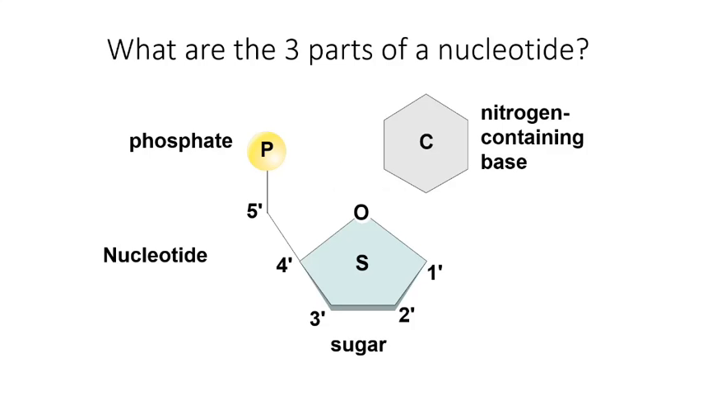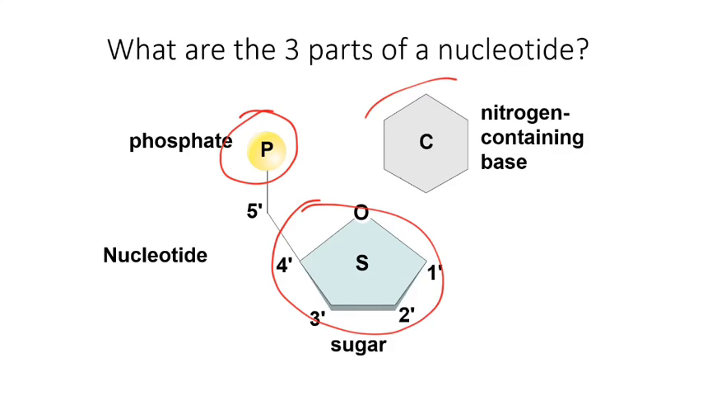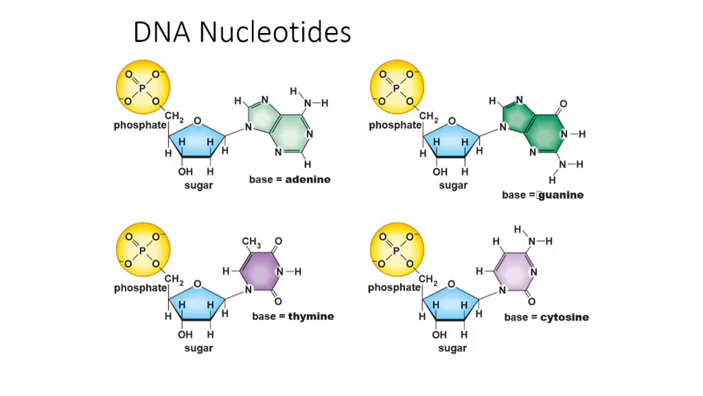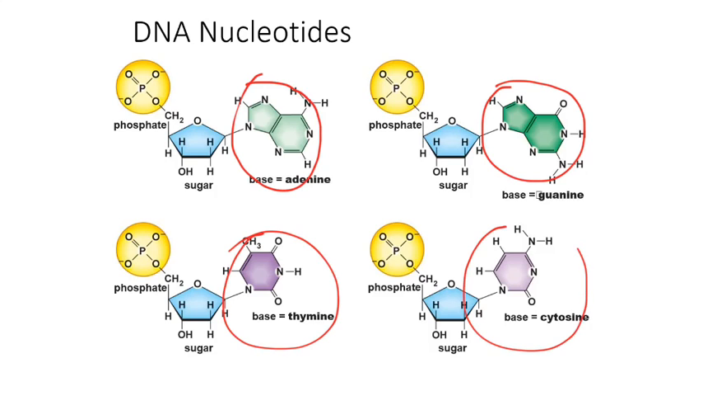Deoxyribonucleic acid is the molecule we have inside our nucleus that holds all of our genetic information. There are three parts to a nucleotide. There is a phosphate group, a sugar, and then a nitrogenous base. The four nitrogenous bases found in DNA are adenine, guanine, thymine, and cytosine.